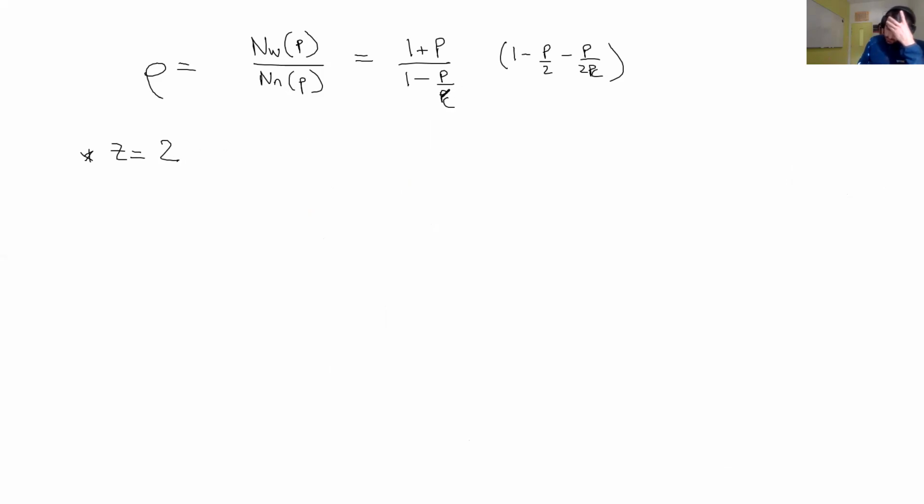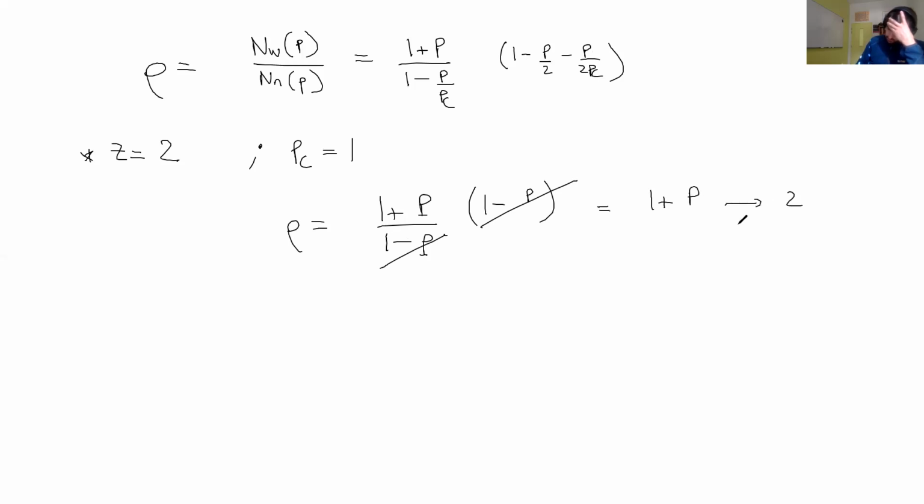So when P goes to PC, in that case PC is equal to 1. So rho is 1 plus P divided by 1 minus P, over 1 minus P over 2 minus P over 2. So 1 minus P cancels this out, and I have 1 plus P. That simply goes to 2 when P goes to PC, because PC is equal to 1. So it stays finite. So you see, you have some polydispersity in the system at the critical point, but it's pretty reasonable.